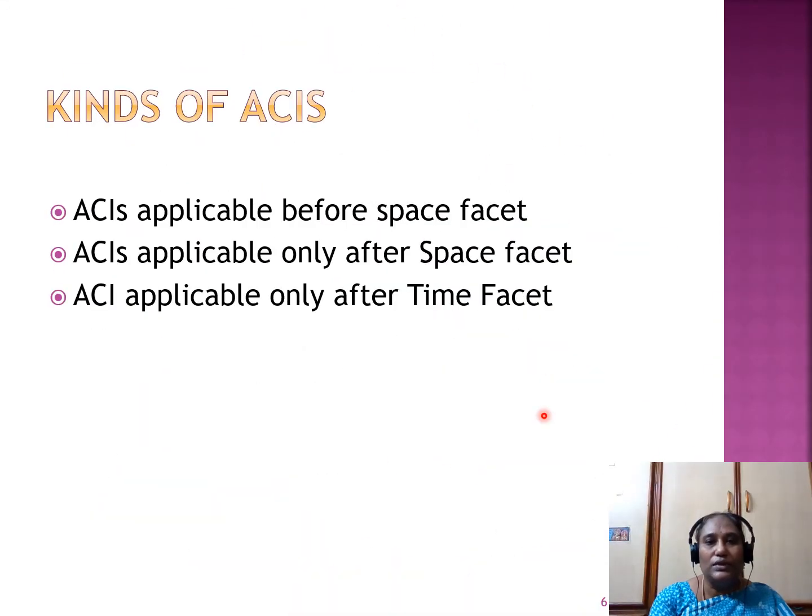And there are kinds of anteriorizing common isolates. The first group is those isolates applicable before the space facet. The second is anteriorizing common isolates applicable only after the space facet. And the third is anteriorizing common isolates applicable only after the time facet. So these are three different kinds of anteriorizing common isolates.